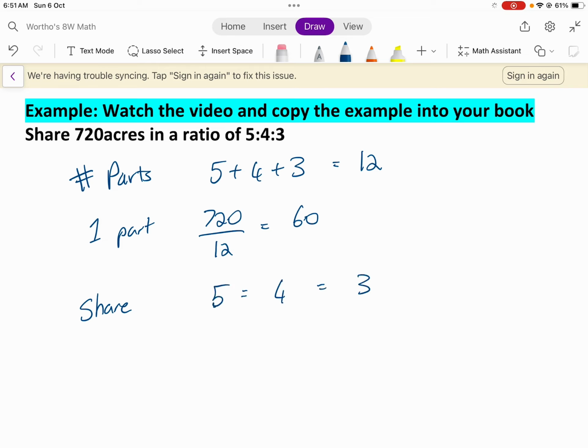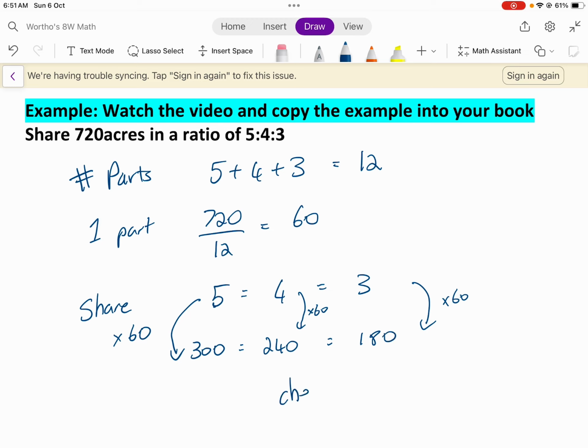5:4:3. So we take the 5 and we multiply it by one part, and that person will get 300. We take the second one and we multiply it by one part, and that person will get 240. And we take the third one and we multiply it by one part, and that person will get 180.